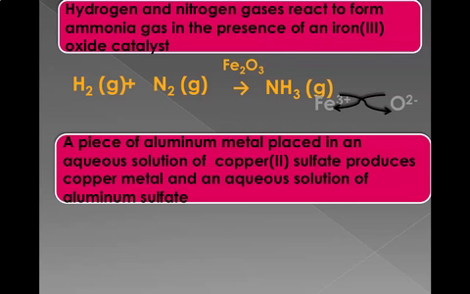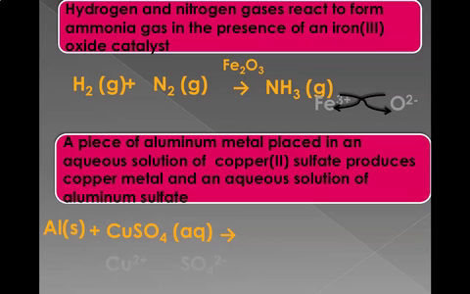A piece of aluminum metal placed in an aqueous solution of copper(II) sulfate produces copper metal and an aqueous solution of aluminum sulfate. Alright, so a piece of aluminum metal. Aluminum is Al. Metal tells me it's a solid. It's placed in a solution, so I'm going to add it to copper(II) sulfate. So I have copper 2+ and sulfate, which is 2-. So those just cancel. I don't have to cross over. So I'm going to add that copper sulfate, CuSO4, and it tells me it's an aqueous solution, so I'm going to put aq afterward. And then it says produces, which means I'm going to draw my arrow.